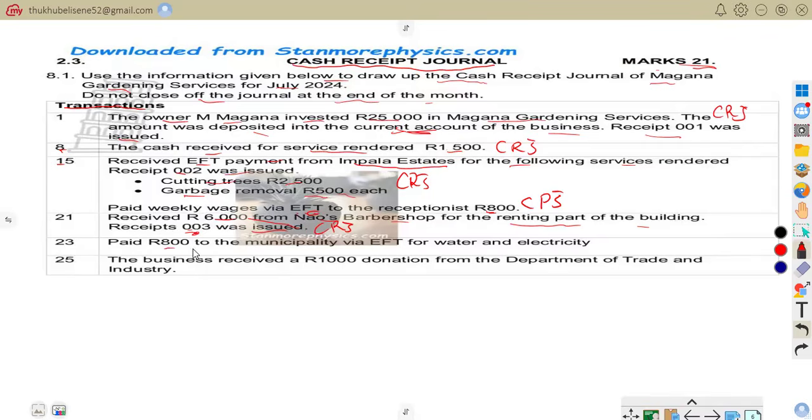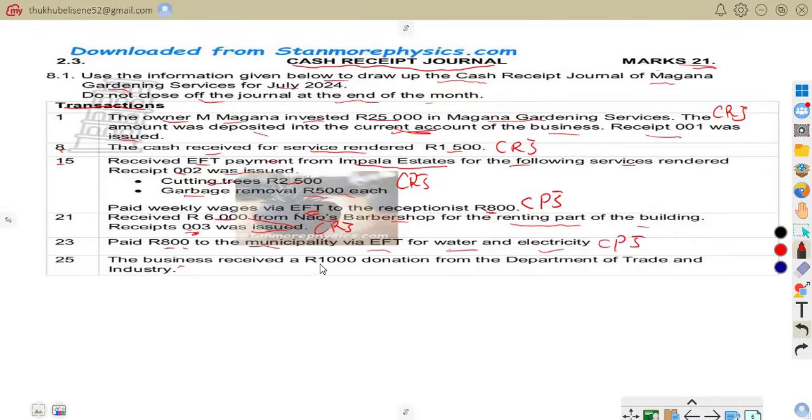The 23rd said paid 800 to municipality via electronic funds for water and electricity. So this one doesn't affect our cash receipt journal. This one is a CPJ, cash payment journal. We are the ones who paid, so we can't treat it under cash receipt. So it means now we are not going to do anything with this one. Let us see the 25th.